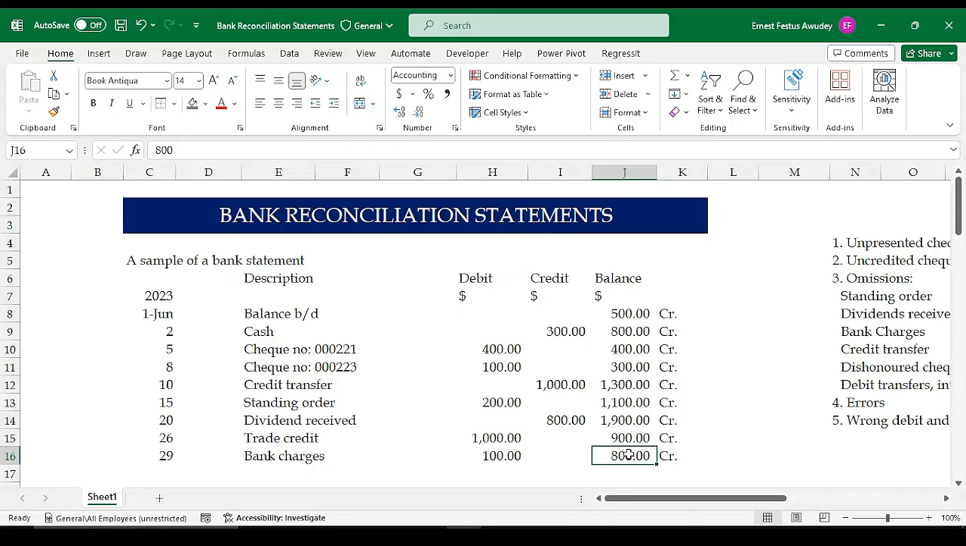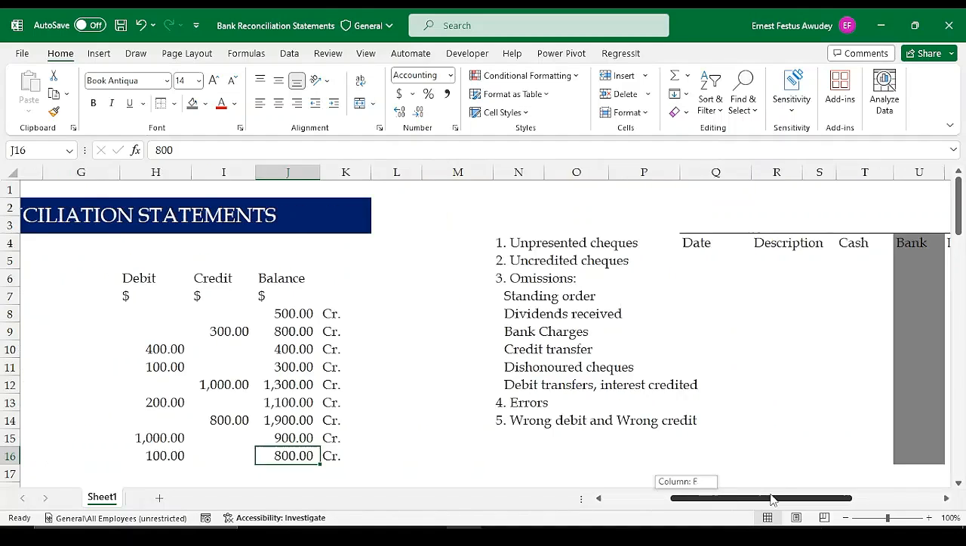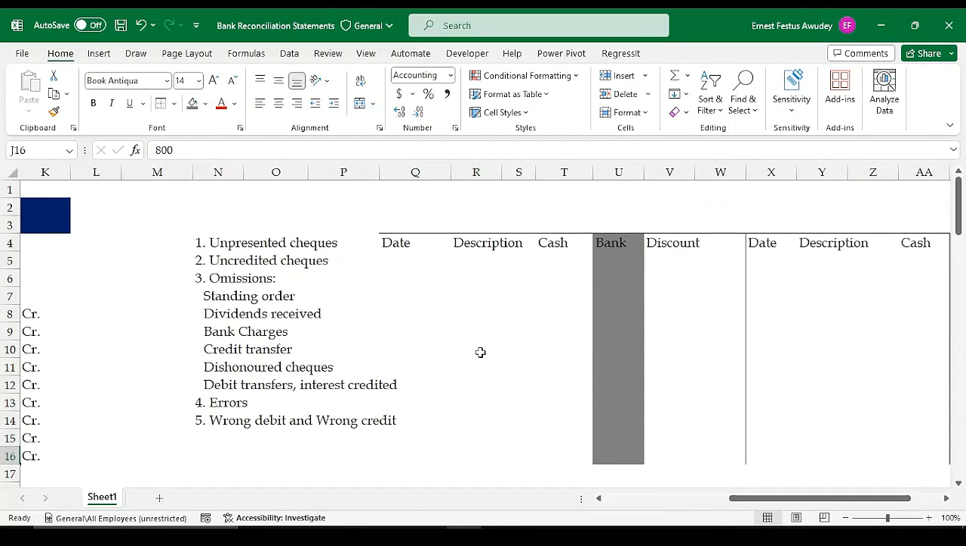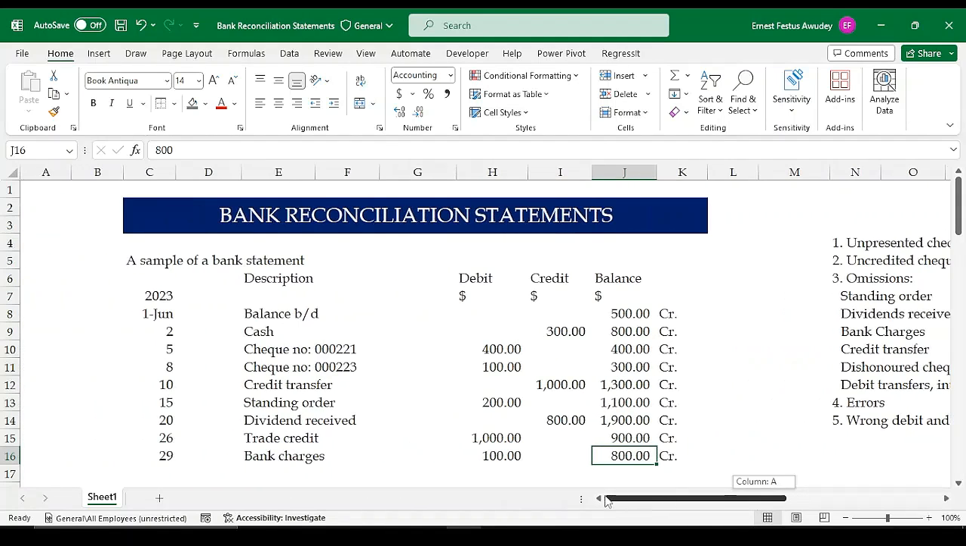Now the bank reconciliation statement, as I said, does not only help you to reconcile the two figures, but it will also help you to identify the individual transactions appearing on the two accounts. You are talking about the bank statement as well as the cash book, and you can reconcile the individual transactions as well. So that is just a brief introduction to what bank reconciliation is, and that is why it is very important in accounting.